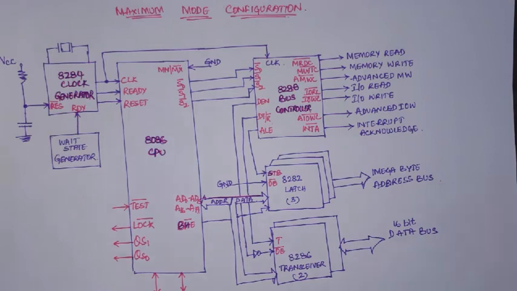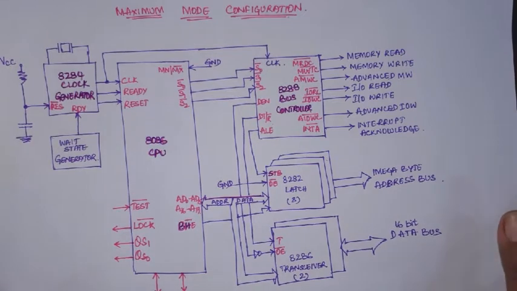Hello students. Let's see the maximum mode configuration. We know that the 8086 processor can be operated in two modes, that is minimum mode and maximum mode.